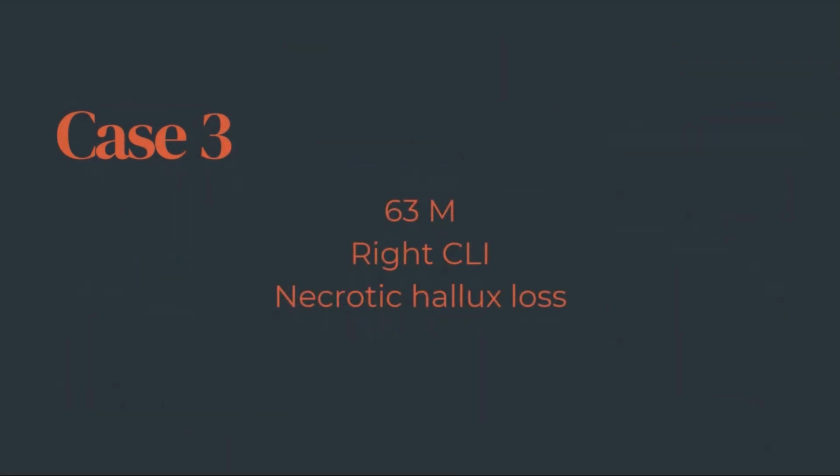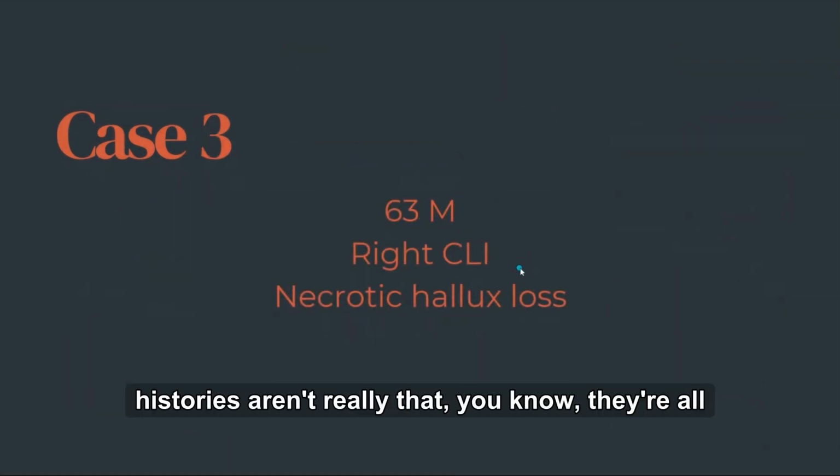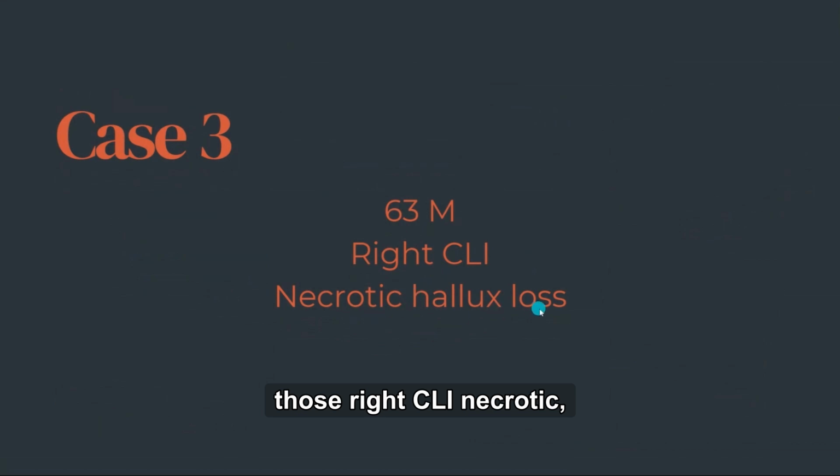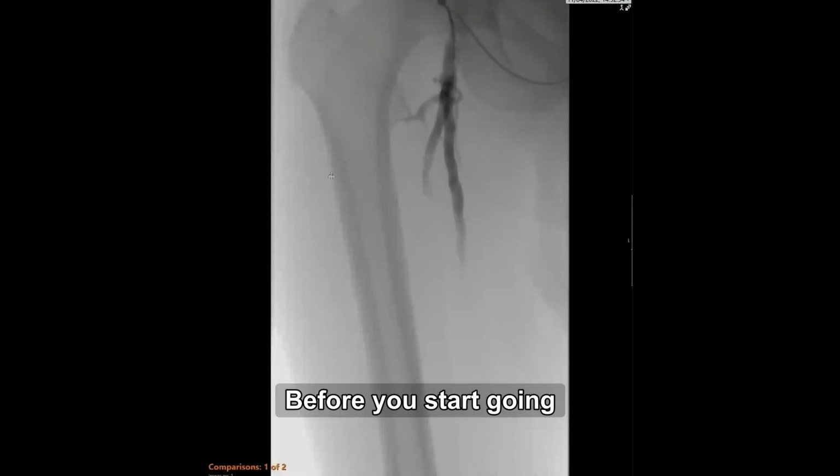Cool. The next case, 63-year-old male again, right CLI. The histories aren't really that different, they're all right CLI, with a necrotic hallux as well. So he's got tissue loss. Hallux means toe. Right, I'll just get that case up now. All these cases show a slightly different type of approach as well. So bear with me. Before you start going mad, it's not the same case. It looks similar, but it's not, okay?